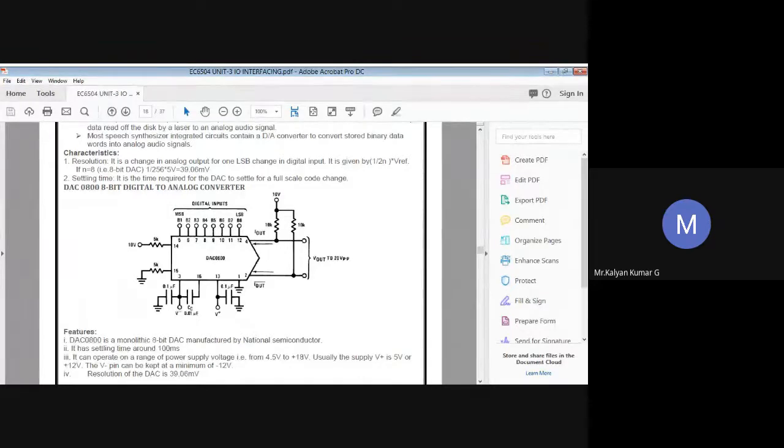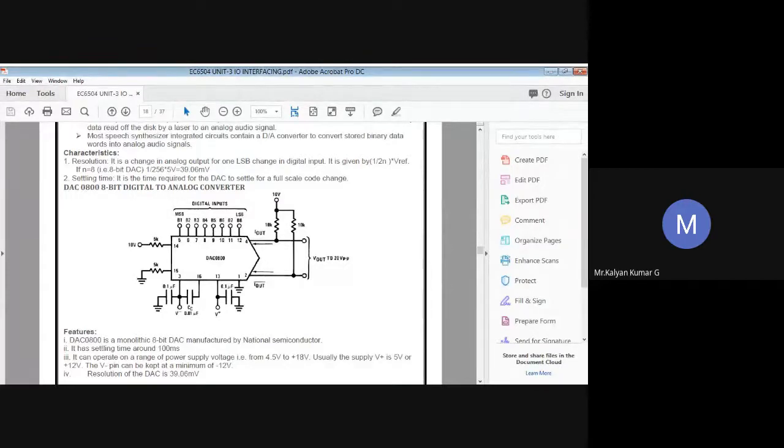Similar to your ADC, where we have an integrated IC, here also we have an IC which performs this digital to analog conversion process. One such IC is the DAC 0800, from the National Semiconductor manufacturer. It is a best example of an 8-bit DAC.